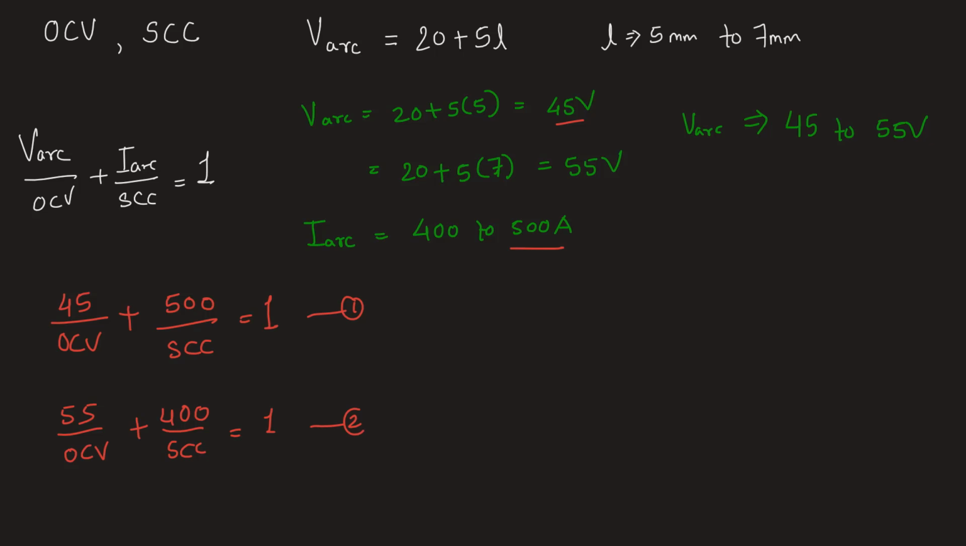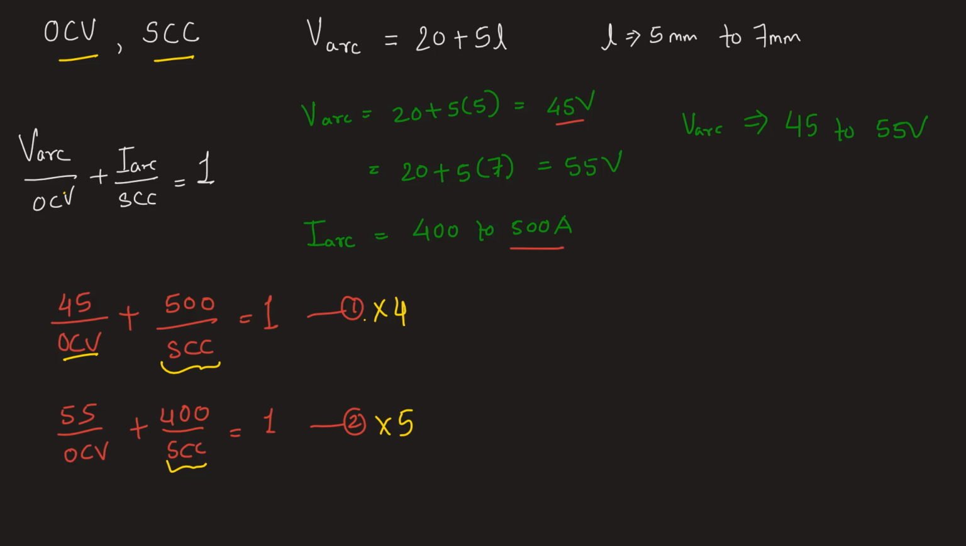This is equation 1, and 55 by OCV plus 400 by SCC equal to 1. This is equation 2. OCV and SCC have unique values for a characteristic arc, and therefore equation 1 and equation 2 are simultaneous equations. In order to solve them, we will eliminate the term containing SCC first and calculate OCV. Subsequently, use OCV to find out SCC. So multiplying equation 1 with 4 and equation 2 with 5 and then subtracting the resulting equations.